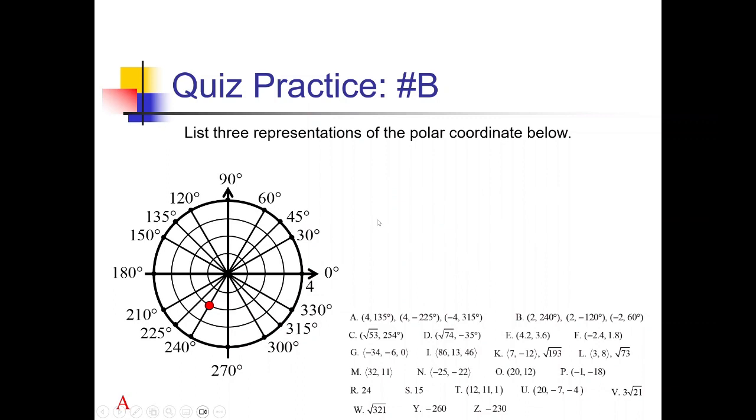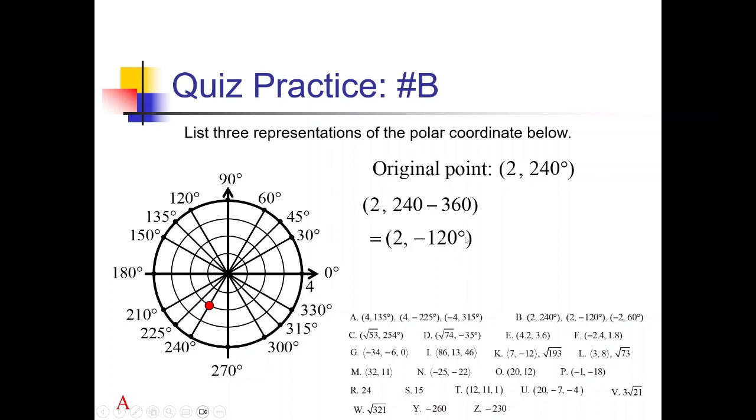Moving on to problem B. This time around we need 3 representations of this polar coordinate. We have an r value of 2 and an angle of 240, so 2 comma 240 is one of those. Then I'll do what I did before. I'll keep the radius the same for one alternate form and subtract 360. I could also add 360, but I'm going to subtract. So 240 minus 360 gives me negative 120. Then if I change the radius to a negative and add 180 to 240 or subtract it, either way, I'll subtract it this time just to be different. That'll be negative 2 comma 60 degrees. Looking at my answers, we've got 2 comma 240, 2 comma negative 120, and negative 2 comma 60. All of that matches, so B is actually correct, and I move on to the next problem.